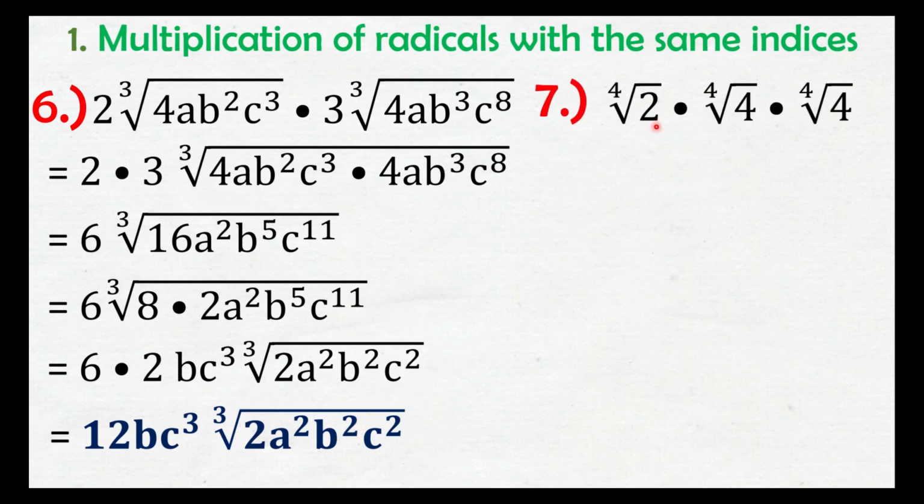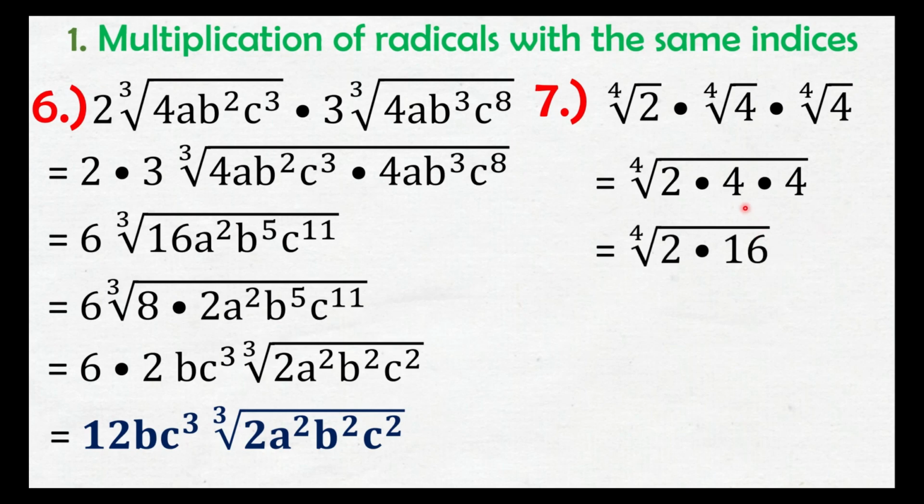Example number 7, 4th root of 2 times 4th root of 4 times 4th root of 4. Again, apply lang natin dito yung second law of radicals. Pagsasamahin lang natin yung tatlong radicals na yan sa loob ng isang radical sign, since magkapareho naman sila ng indices. So, we have 4th root of 2 times 4 times 4. And 4 times 4, that is 16. So, minultiply ko muna itong 4 times 4 nito kasi makuha nating answer is perfect fourth power.